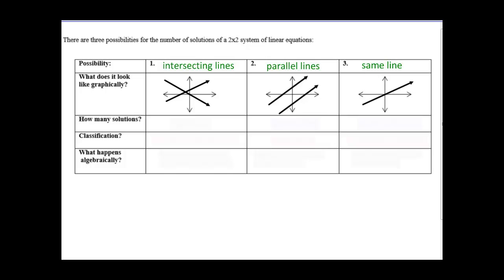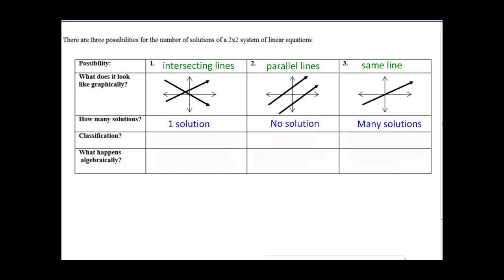The lines in number 1 intersect 1 time, so therefore we only have 1 solution. Number 2, do they intersect? No, they don't, so we'll call that no solution. And if they're right on top of each other, they intersect many, many times, so we'll call that many solutions.